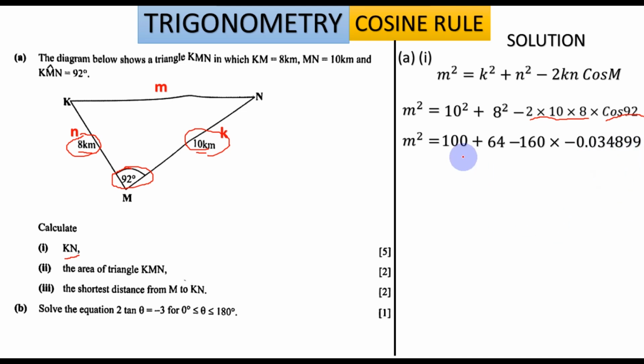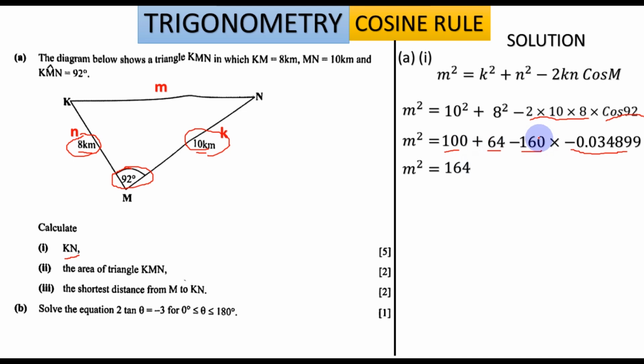All right, so from here, I'm going to add the 100 and the 64. Then I'm going to multiply the negative 160 and the negative 0.034899. Please don't start by subtracting 64 and 160. That is a very big mistake. So deal with what is on the left on its own and deal with what is on the right on its own. So when you add the 100 and the 64, you have 164.